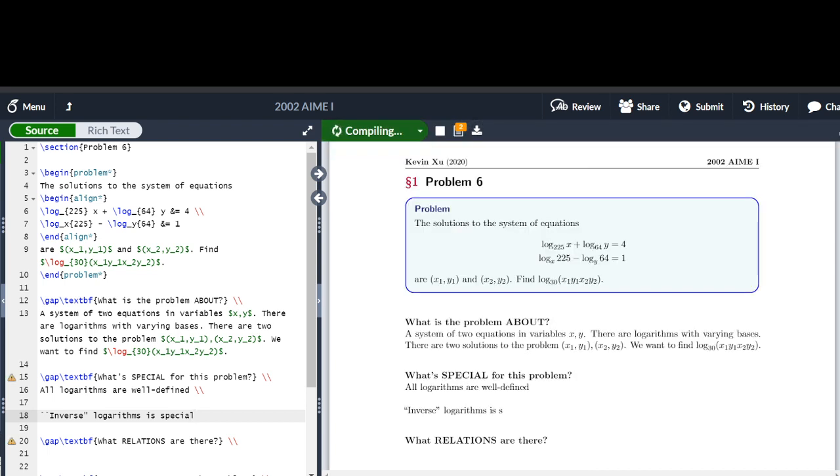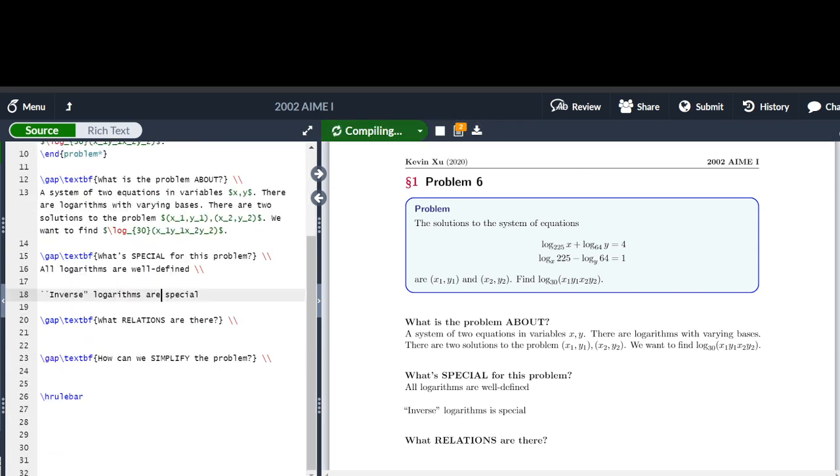In the first equation, we have the logarithm base 225 of x, while in the second equation, we have the logarithm base x of 225. They are special, not is special. My bad. Now, what relations are there? What can we deduce from these special properties of the problem?